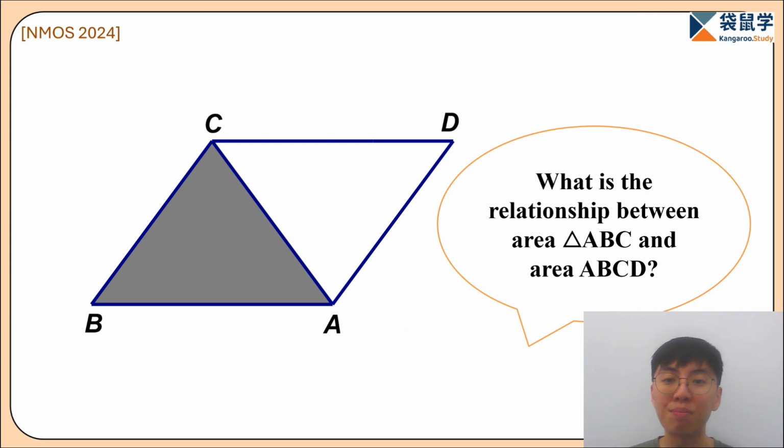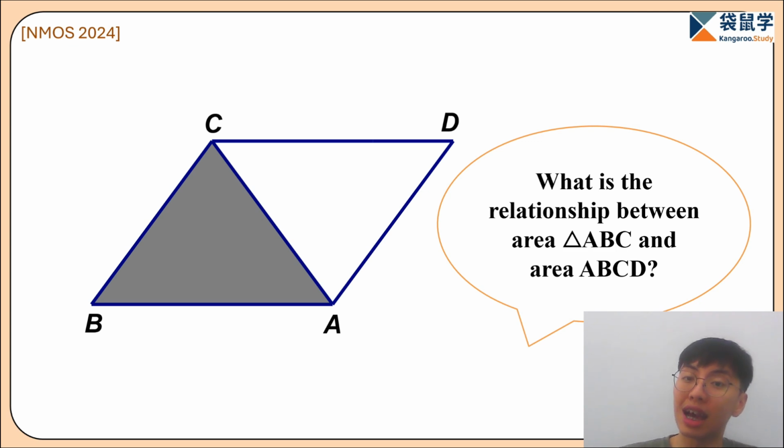Well, the first example says we have a parallelogram ABCD, and we want to find the relationship between the area of the shaded triangle ABC and the area of the parallelogram ABCD. I'm pretty sure some of you have already found out that it is just half of the area of the entire parallelogram ABCD. But let's look at why it is so.